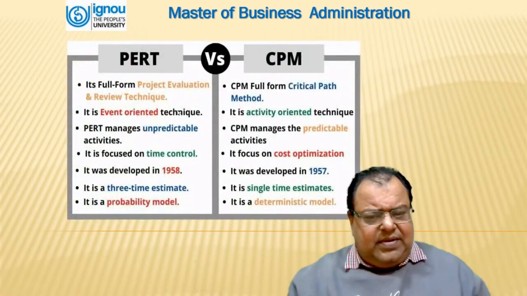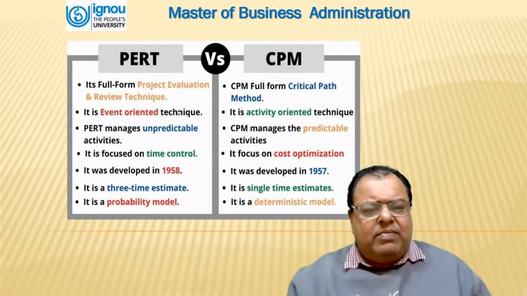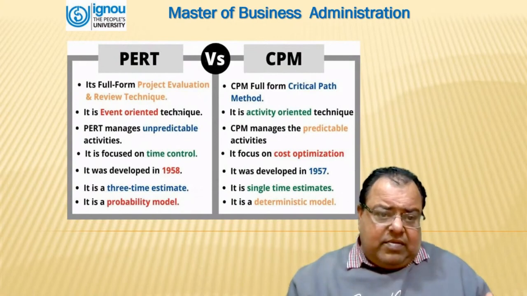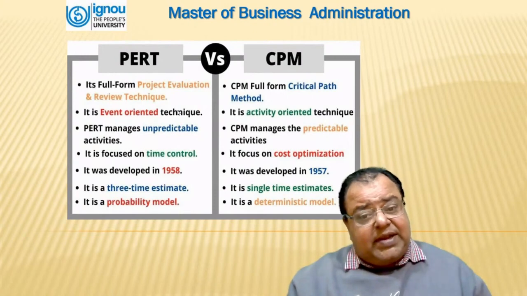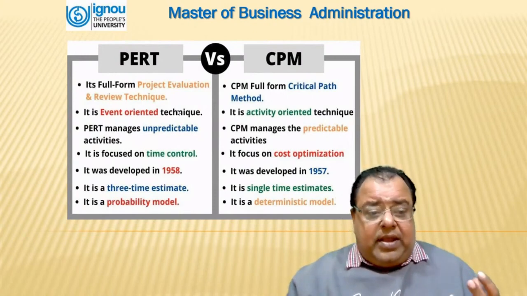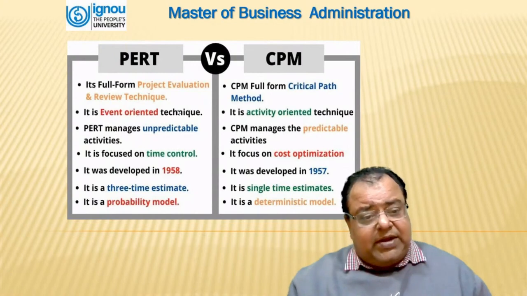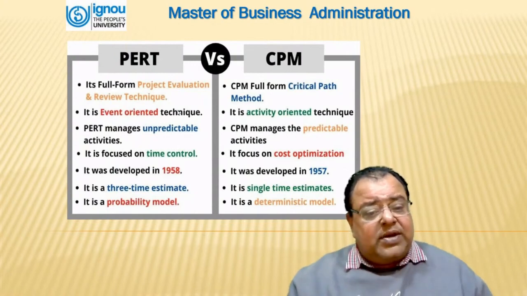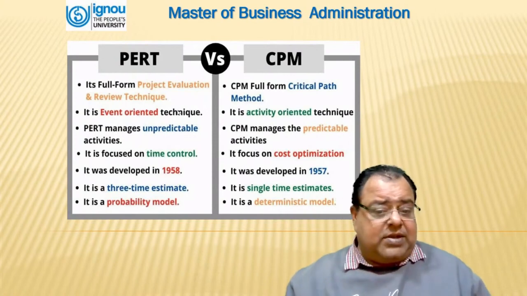What is the difference between PERT and CPM? We are aware of their full forms. PERT is an event-oriented technique and CPM is an activity-oriented technique. PERT manages unpredictable activities, whereas CPM manages predictable activities. PERT is focused on time control, whereas CPM is focused on cost optimization.